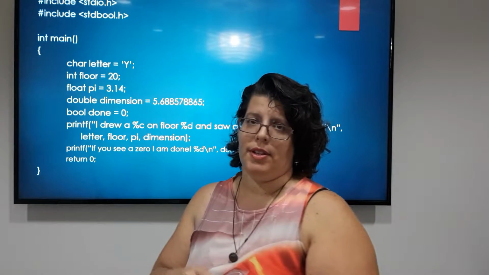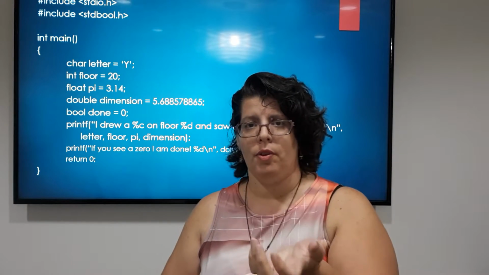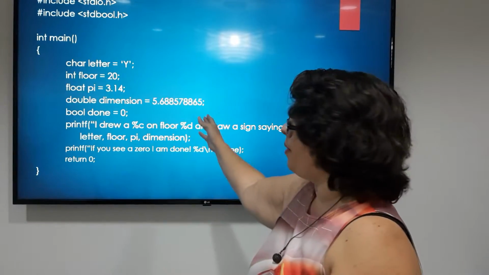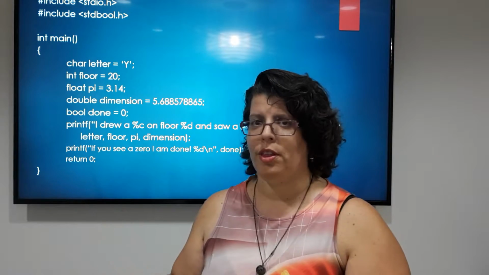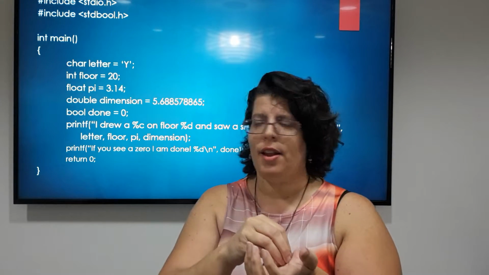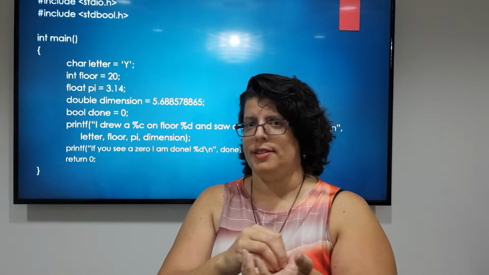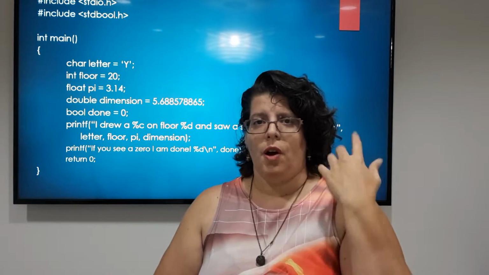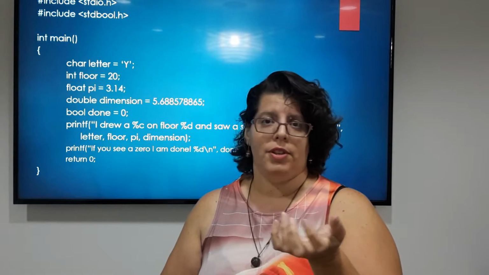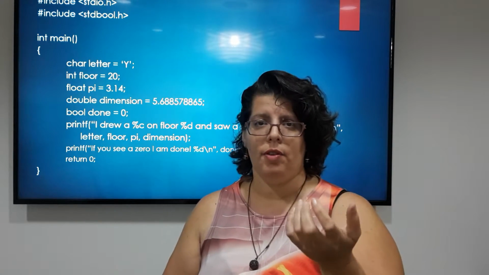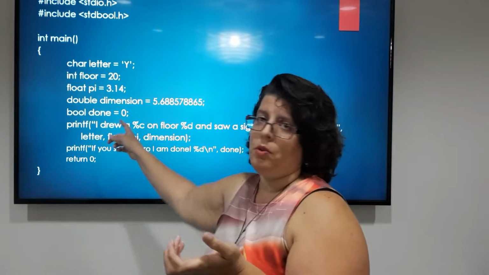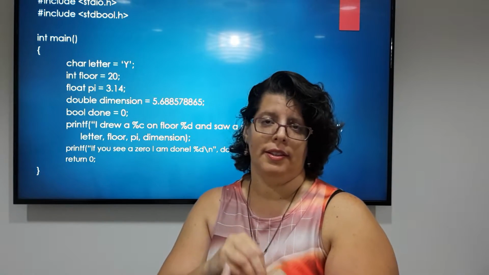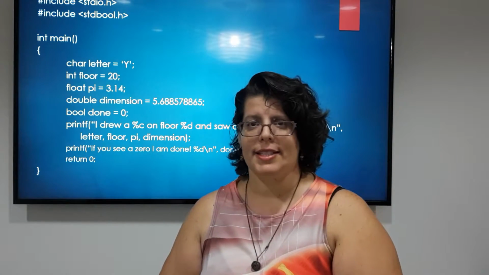The next one is double dimension. So I have a type double, a new variable called dimension, and inside it has a double value. And that double value is this huge number, 5.68857, and so forth. And then my last one, boolean done, I have a variable called done, and it's a boolean. You can only have done true or done false. And my variable done happens to have 0. Remember, 0 means false. So done has false inside, we're not done. So let's look at the print statement.